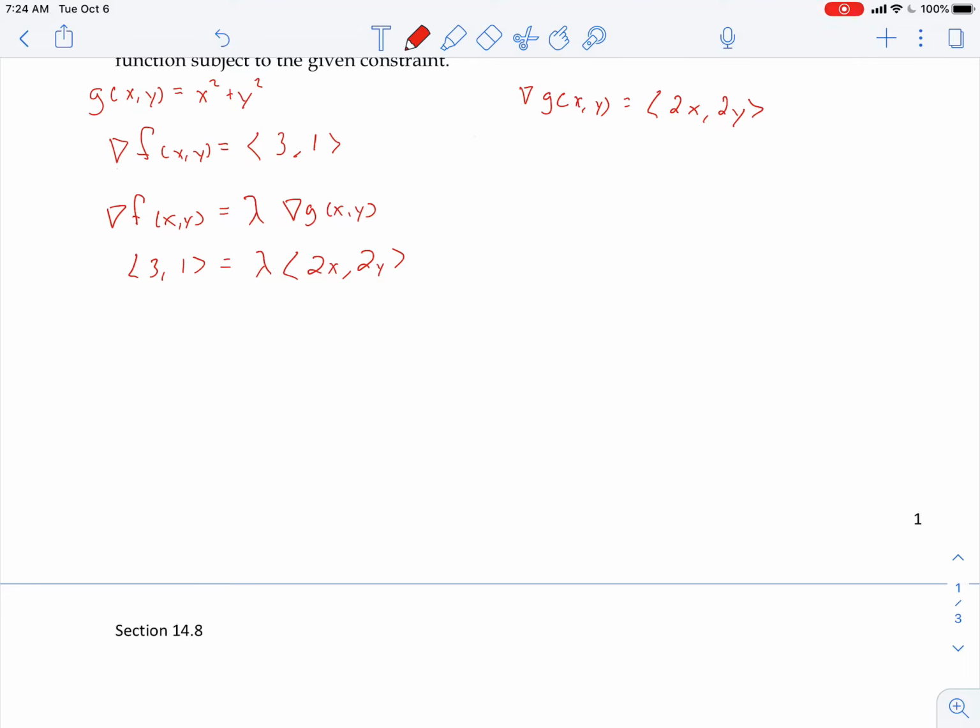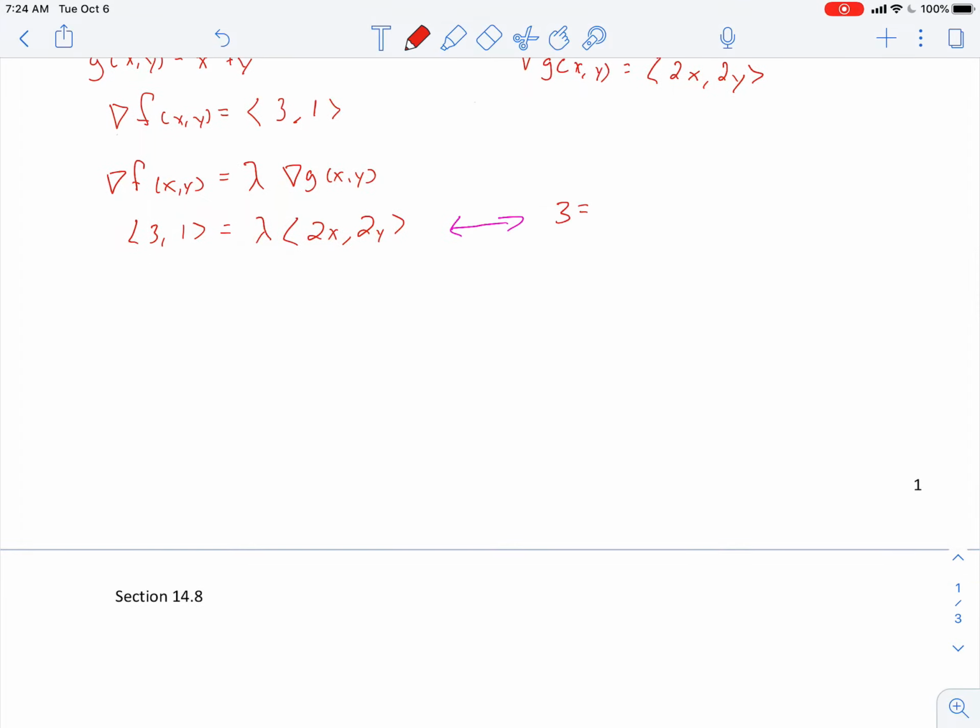Now, because these are two vectors, in order for two vectors to be equal, the components of these vectors have to be equal. So I'm going to set the components equal to one another. I'm going to write 3 is equal to 2 lambda x. The only reason I'm writing it that way is because lambda is a scalar. And then 1 is equal to 2 lambda y.